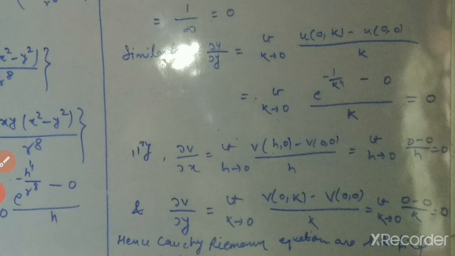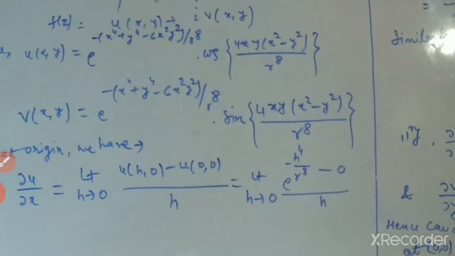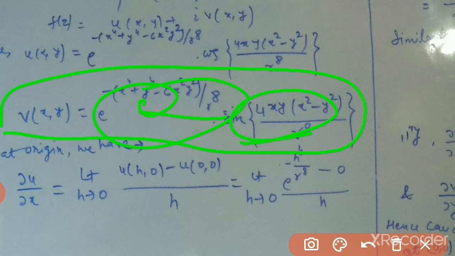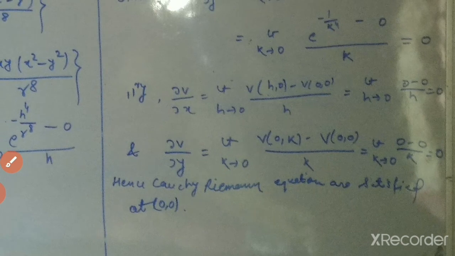Next is del v by del x. Del v by del x is what? Again we write the limit h tends to 0, v(h,0) minus v(0,0) divided by h, which equals the limit h tends to 0 of 0 minus 0 divided by h, which equals 0. Why does the function v(h,0) become 0? Because we have the sine function. Now v(x,y) equals this, so because of the sine function we are left with 0, and 0 multiplied by this function gives 0. That's why del v by del x equals 0, and similarly del v by del y we will get 0.